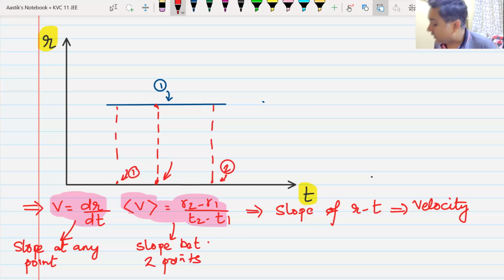So slope of the RT graph gives us the velocity. It gives us the instantaneous velocity. It also gives us the average velocity, depending on what slope we are finding out. If we are finding out the slope at 1 point, 1 instant, it is instantaneous. If I'm finding out the slope between 2 points, 2 instants, it is the average velocity. Do we understand this? Yes or no? I'll give you 1 minute to note this down. Do it fast.